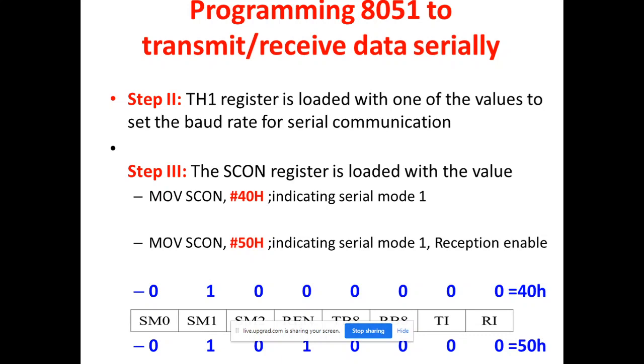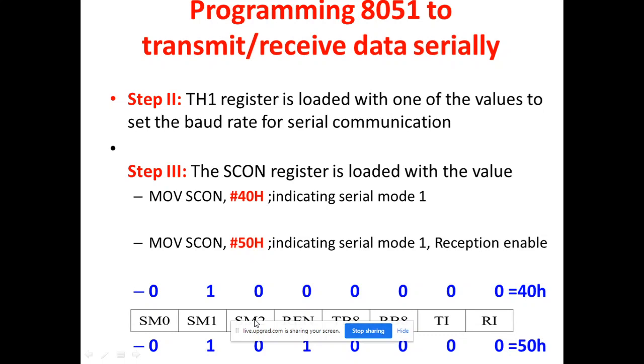Now I am interested in 8-bit data, and I want a variable baud rate as per my choice, which I have just calculated and placed into the TH1. Which mode am I interested in? Mode number 1, that is 8-bit data and variable baud rate, and that's why I am placing 0 1 here.